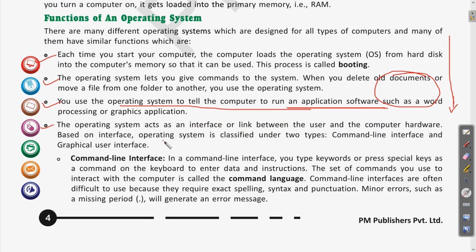As we have discussed the interfaces, now it is time to know this in detail. What is the user interface and what are the different types? See here, based on the interface, operating systems are classified into two types: command line interface and graphical user interface, that is CLI and GUI. One by one let us see. First is command line interface.